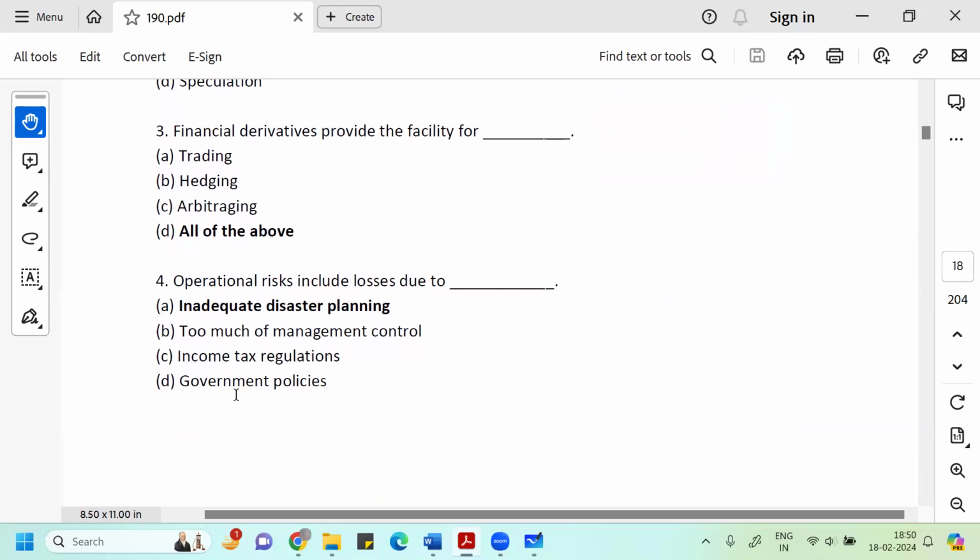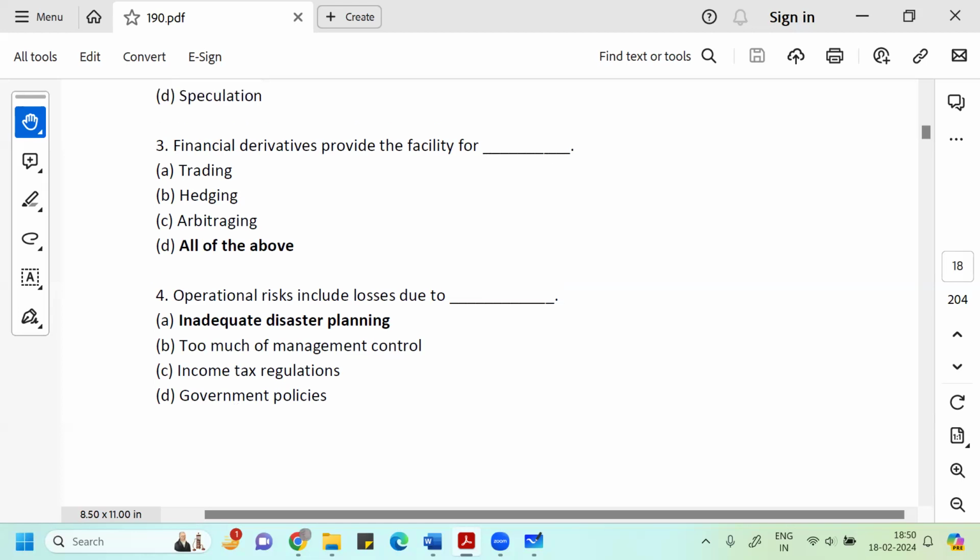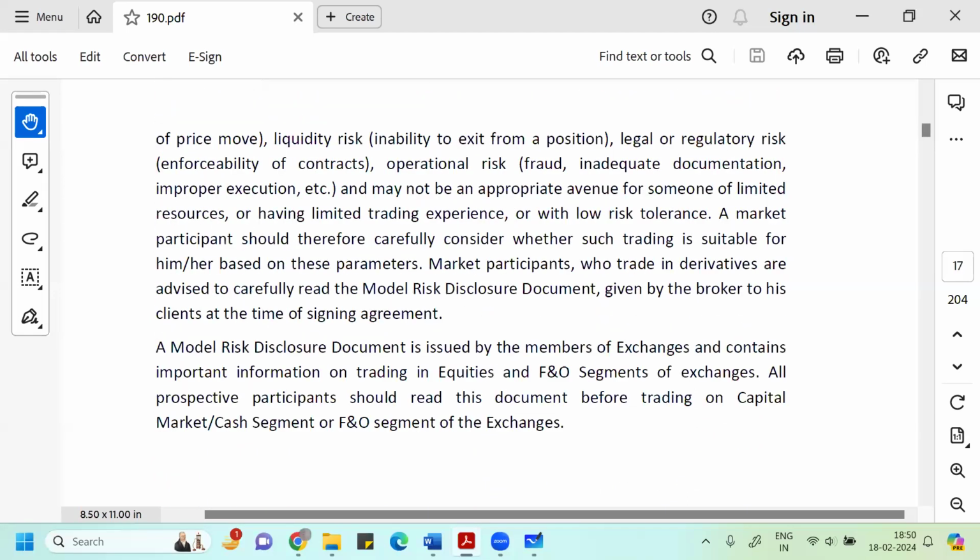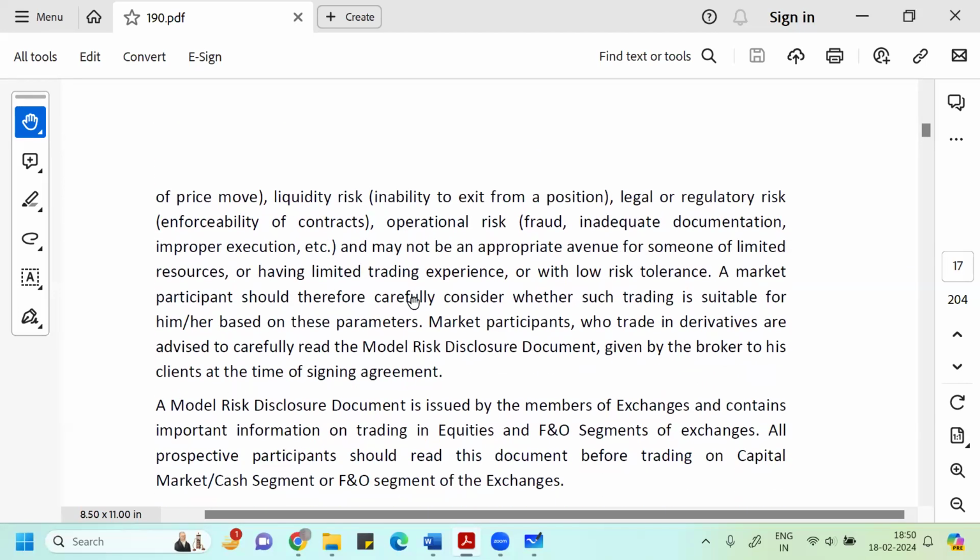Operational risk includes losses due to the way we manage the system around ourselves. What all factors come under operational risk? They can be fraud, inadequate documentation, inappropriate execution, and it may not be an appropriate avenue for someone of limited resource, limited trading experience or with low tolerance.